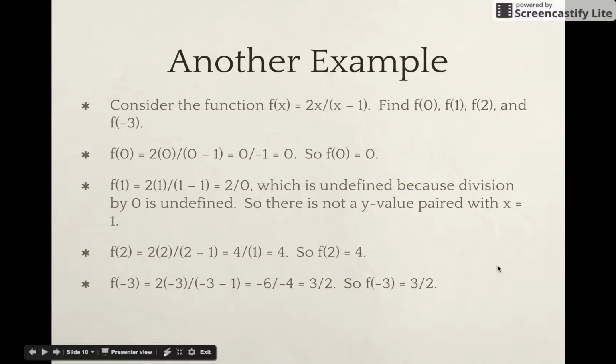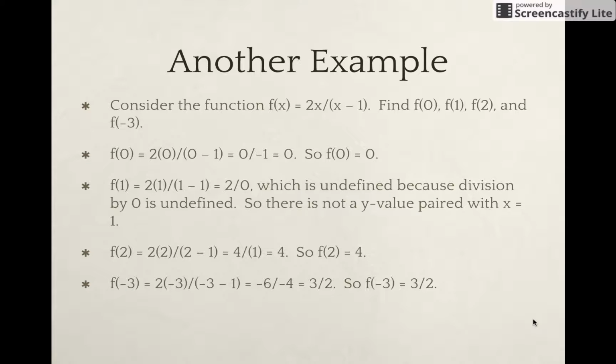To find f of 2, similarly, we would let x be 2, and then we would just clean up and evaluate. We get 4, so f of 2 is 4. To find f of -3, we would do the same thing. Let x be -3. We would clean up and evaluate. So we would have f of -3 is 3/2.